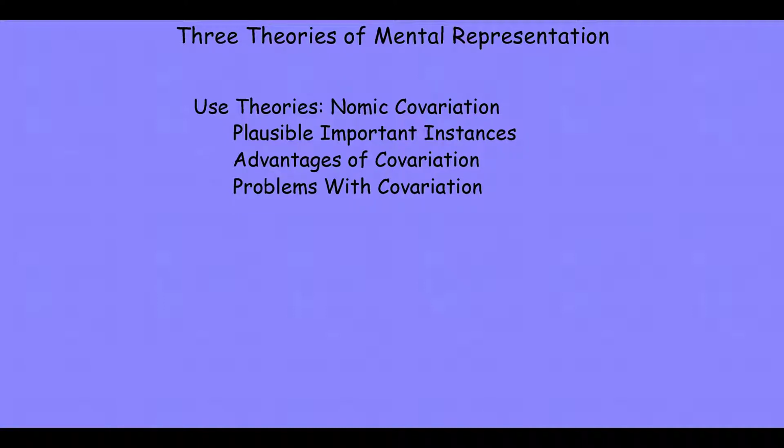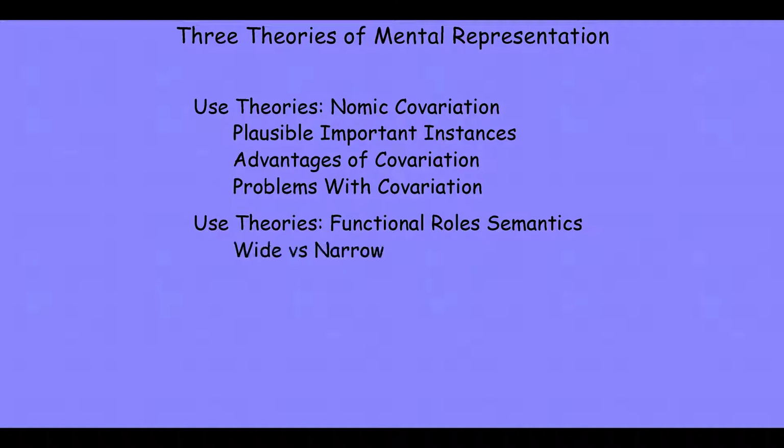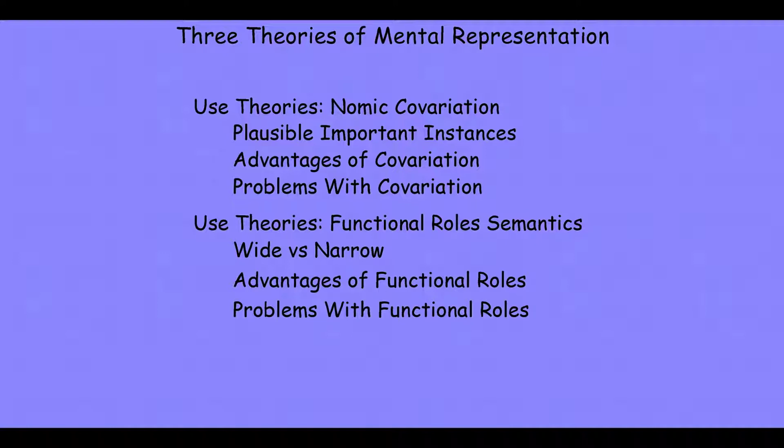Once we've completed our discussion of gnomic covariation, we'll turn our attention to the third and last theory that we'll consider, functional role semantics. We'll begin by distinguishing between the wide version and the narrow version of the view. We'll discuss some of the advantages that advocates of functional role semantics claim for the theory, and then we'll consider some of the problems that critics bring up for the theory.